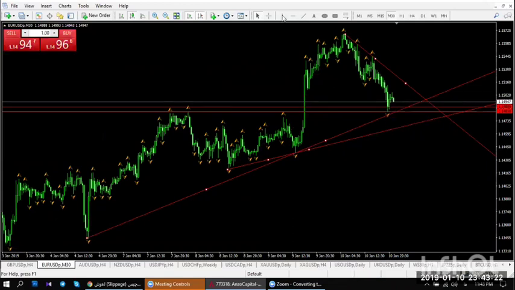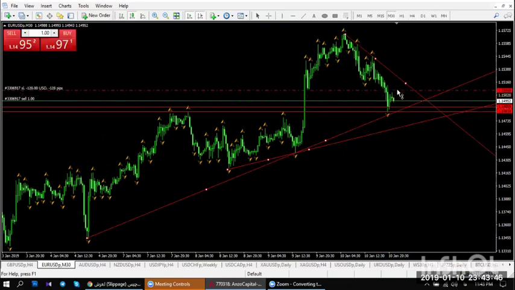So now we open an order. Please open an order. Please imagine you're trading for real. Put your take profit and stop loss. Can you see the stop loss there? Yes.